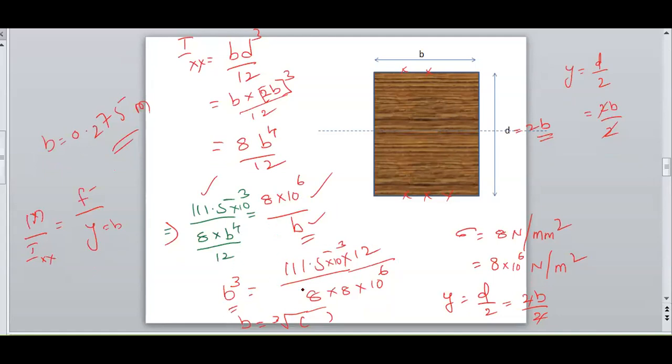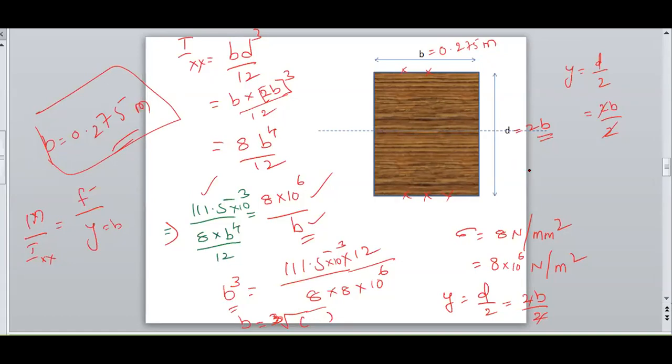So moving all the known values to the left hand side or the right hand side, and here b cube. Whatever value I get, I need to apply the cube root and find out the b value. The answer is, the b value is 0.275 meters. So I can write it in mm also or in meters also.